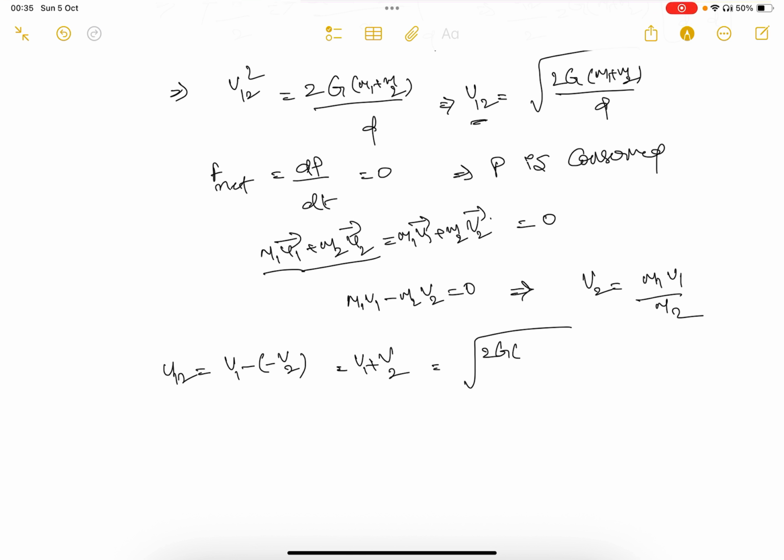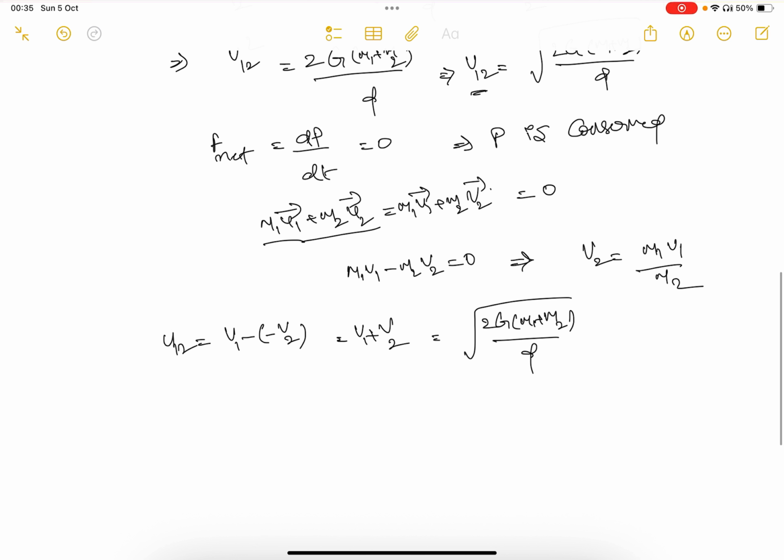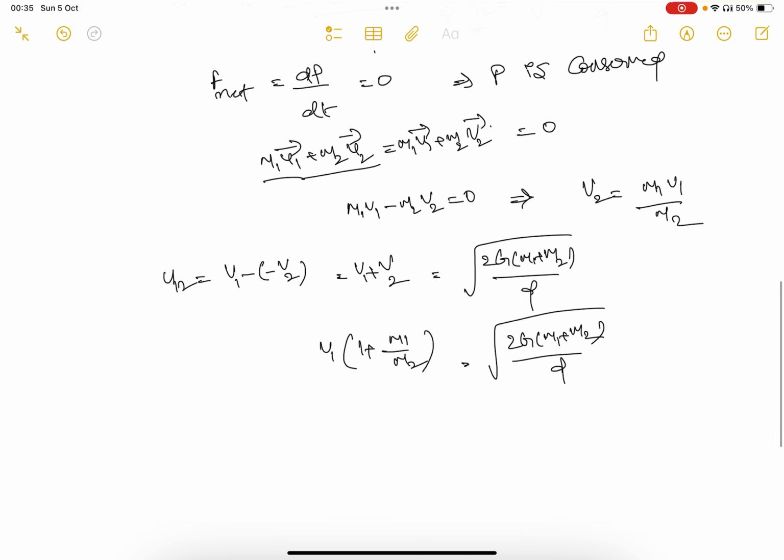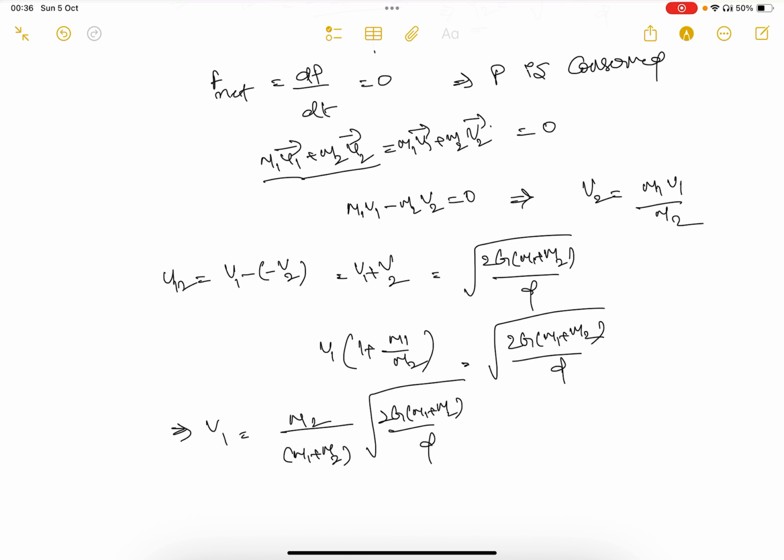so the relative velocity, which is v1 plus v2, is root of 2G into m1 plus m2 by d. Here v2 is m1 by m2 v1, right? And we have taken v1 common, so v1 is equal to root of 2G m1 plus m2 by d. Then this is v1 equal to m2 by m1 plus m2 into root of 2G into m1 plus m2 by d.